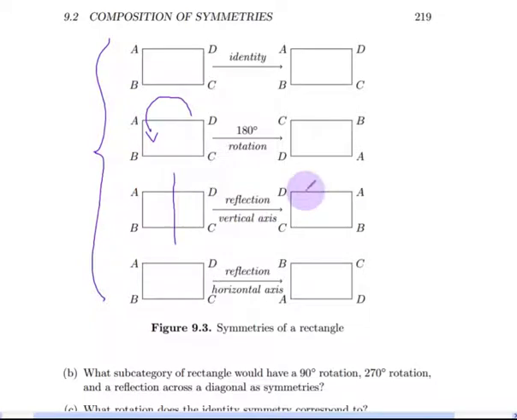So if I flip it this way around the vertical axis, that means that A would go to D and vice versa. B would go to C and vice versa. Or I could flip around the horizontal axis. All right, this one we're going to call SV, and this one we're going to call SH. And this one we're going to call R180.